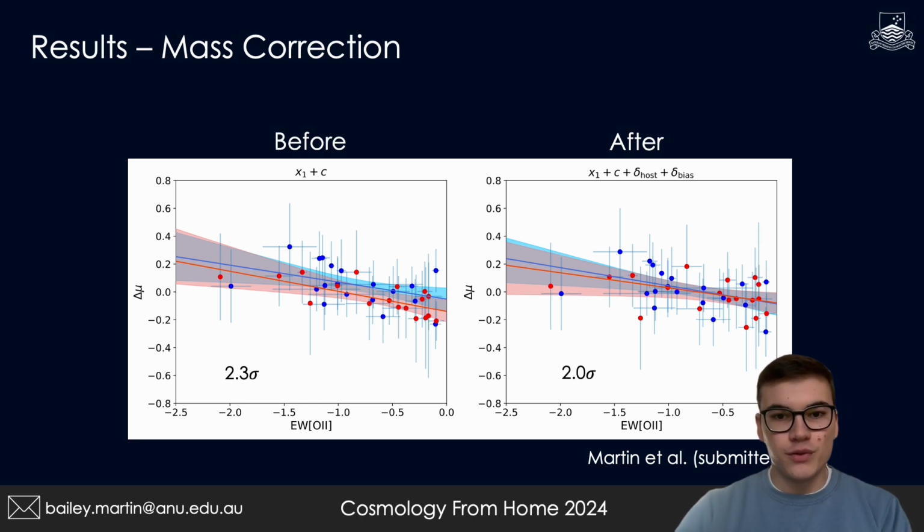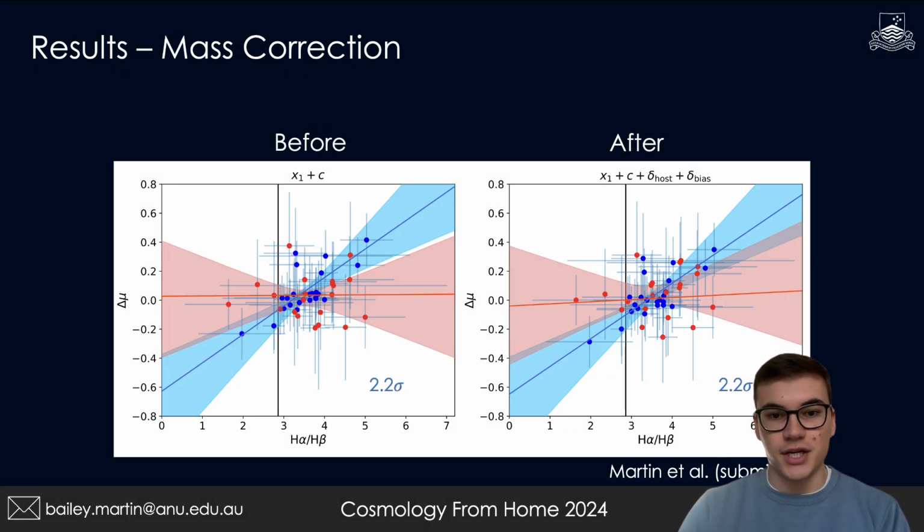So here I show the O2 relationship before and after correcting for the host galaxy mass and selection biases, according to Dylan and Dan's recent dust model. And we find that the correlation just doesn't disappear. We're still left with this 2 sigma correlation between Hubble residual and O2 equivalent width. Now, this is also the case for the Balmer decrement relationship, with the blue sample still showing a positive slope. This all suggests that the mass step correction isn't exactly doing a great job at accounting for systematics. But what if we use something else to correct supernova light curves?